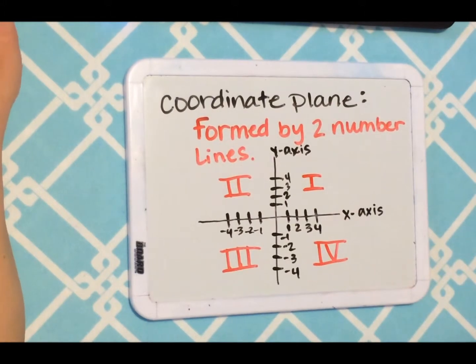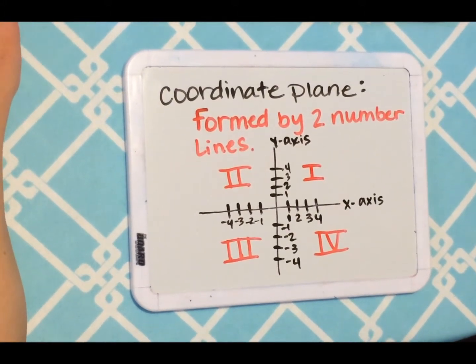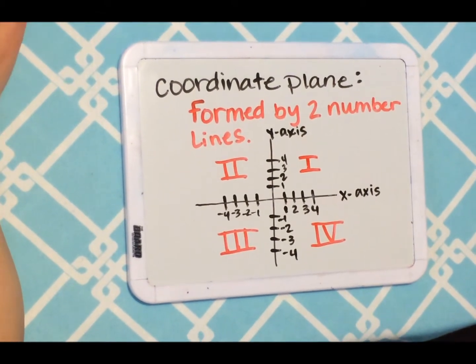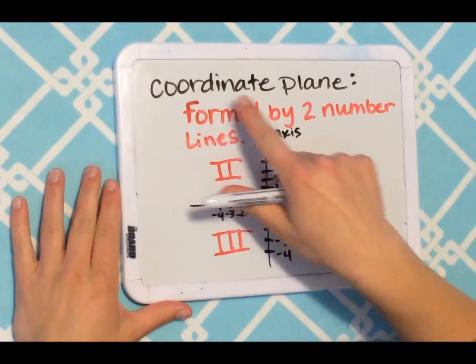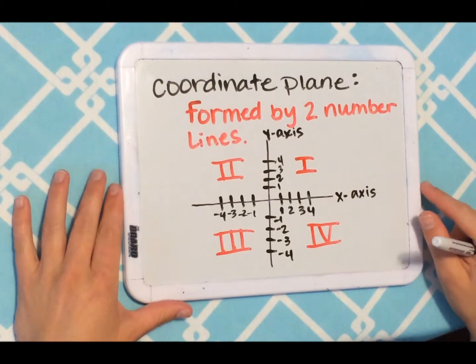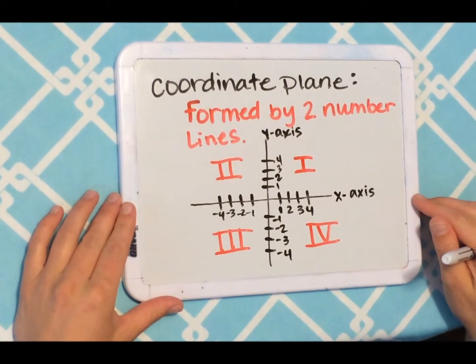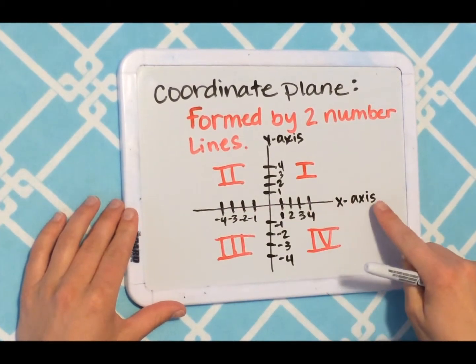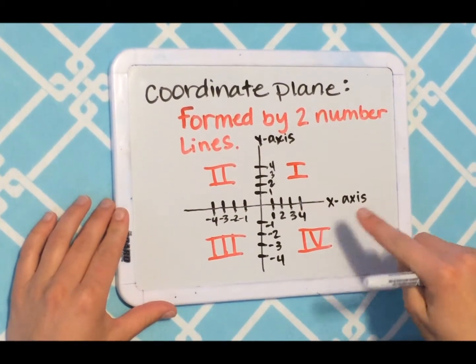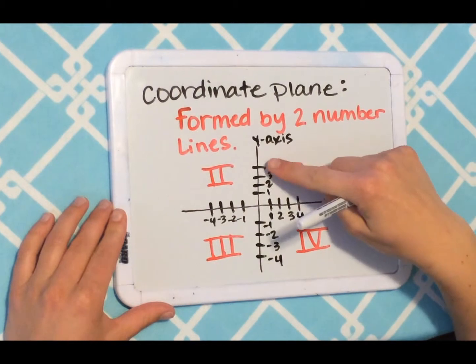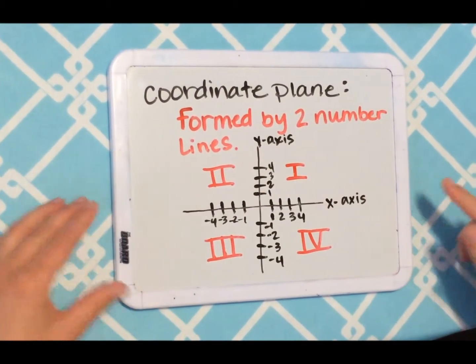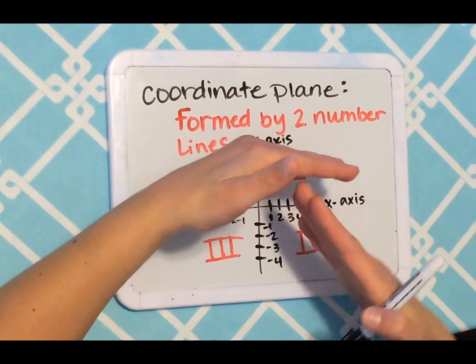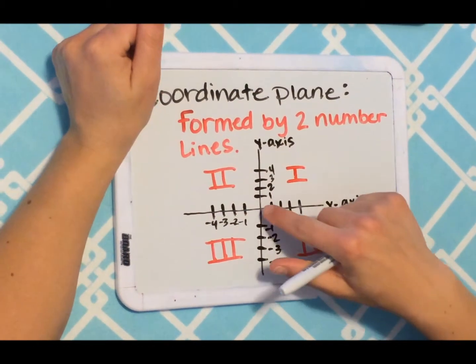Good morning, class. As this year comes to a close, this is our last math unit, and today we will be learning about coordinate planes and how to graph an ordered pair. A coordinate plane is formed by a horizontal number line called the x-axis and a vertical number line called the y-axis. The two axes intersect at a point called the origin.